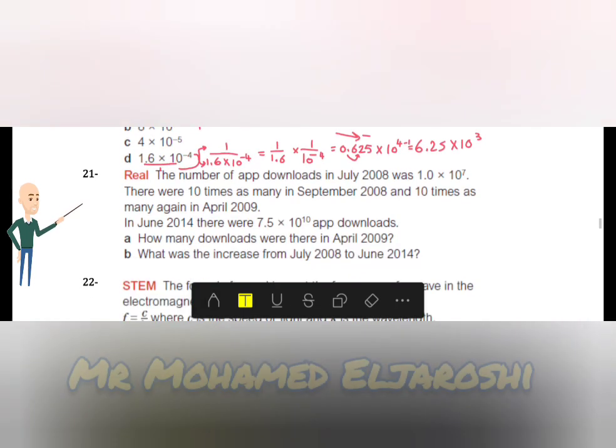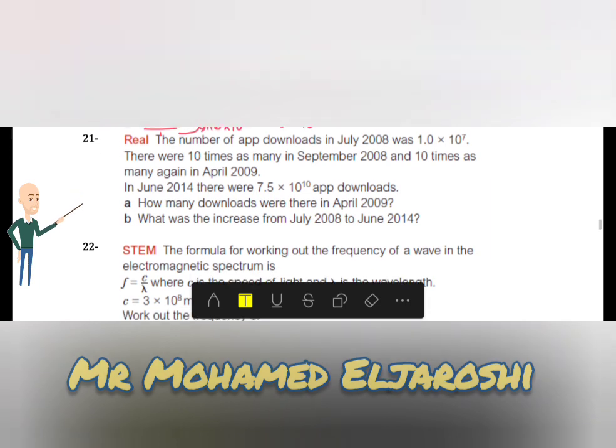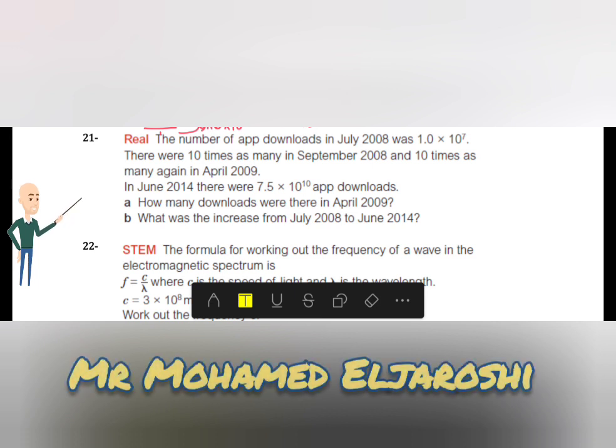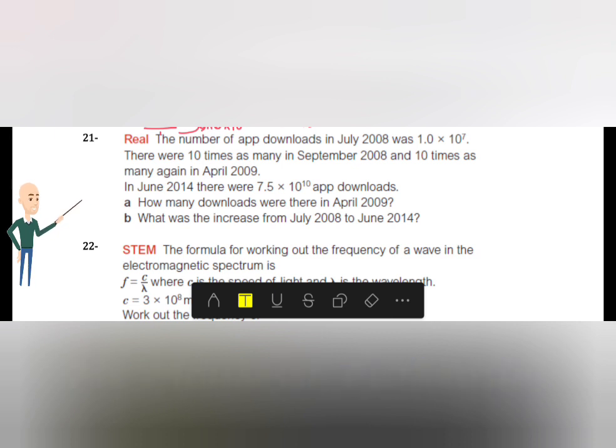In question 21, the number of app downloads in July 2008 was 1.0 times 10 power 7. There were 10 times as many in September 2008 and 10 times as many again in April 2009. So it means in July it's 1 times 10 power of 7, in September it's 1 times 10 power of 8, and in April it's 1 times 10 power of 9.